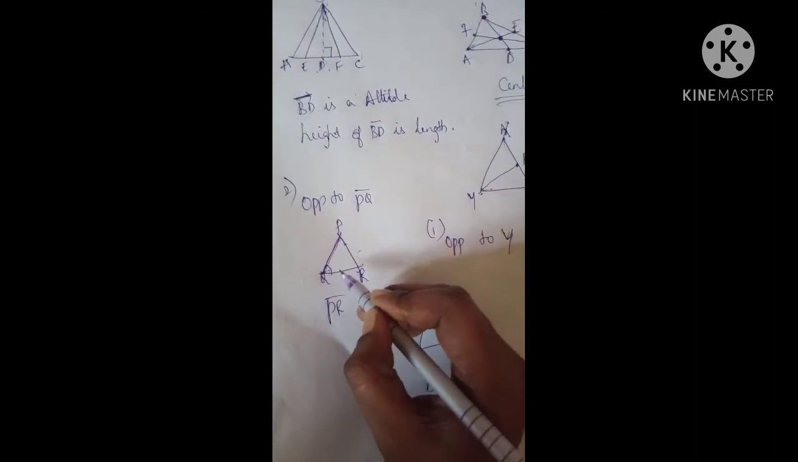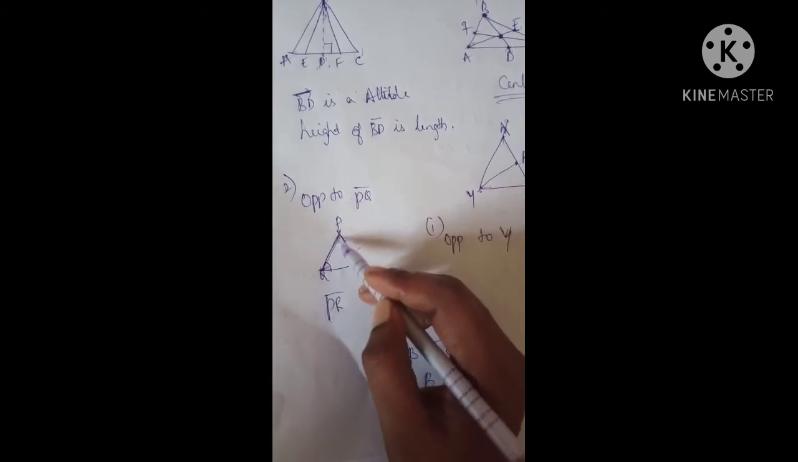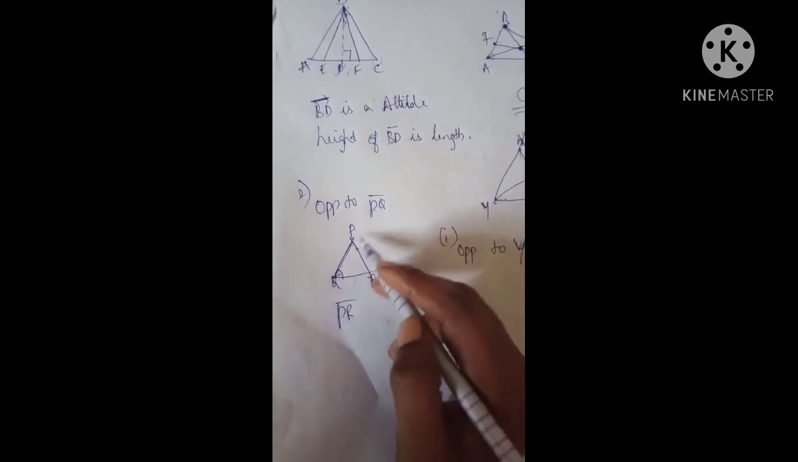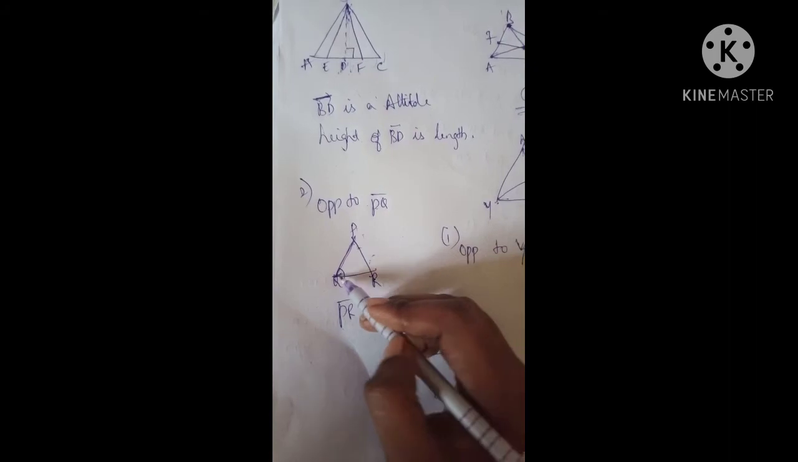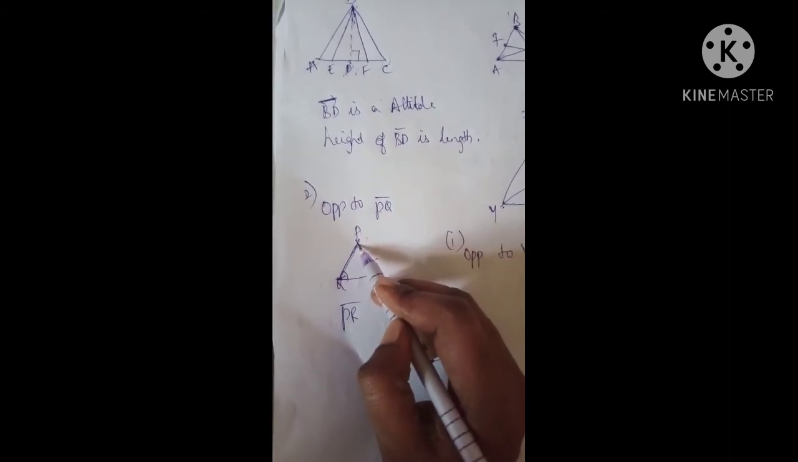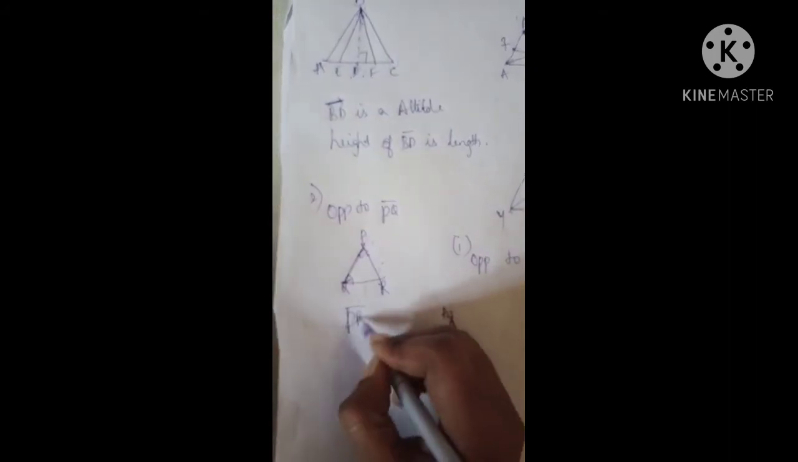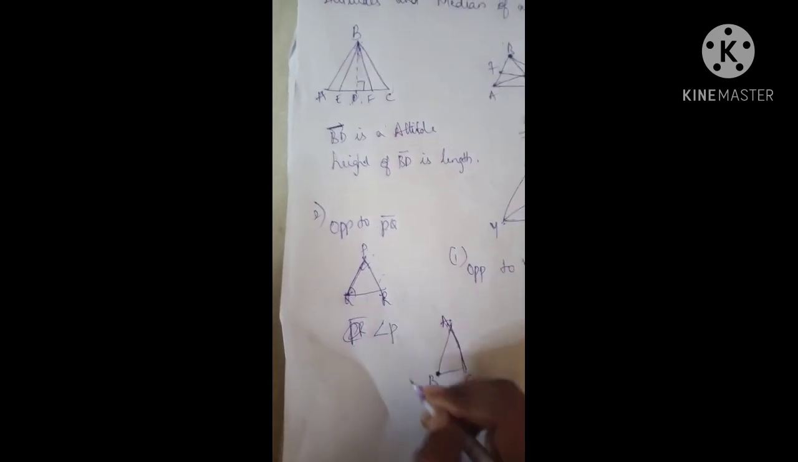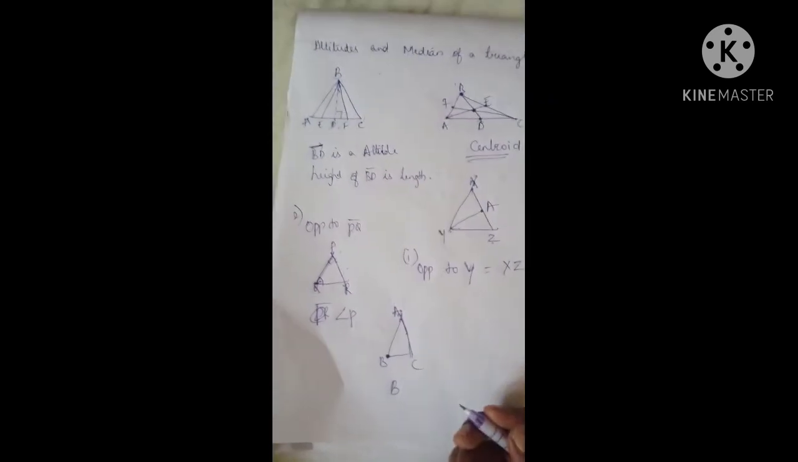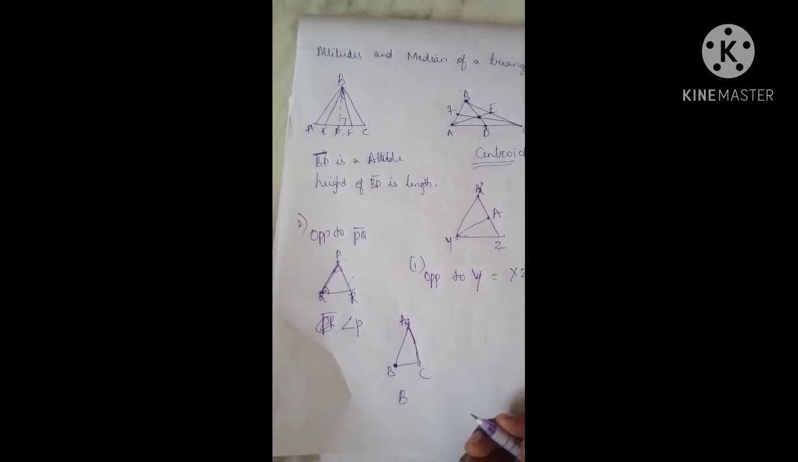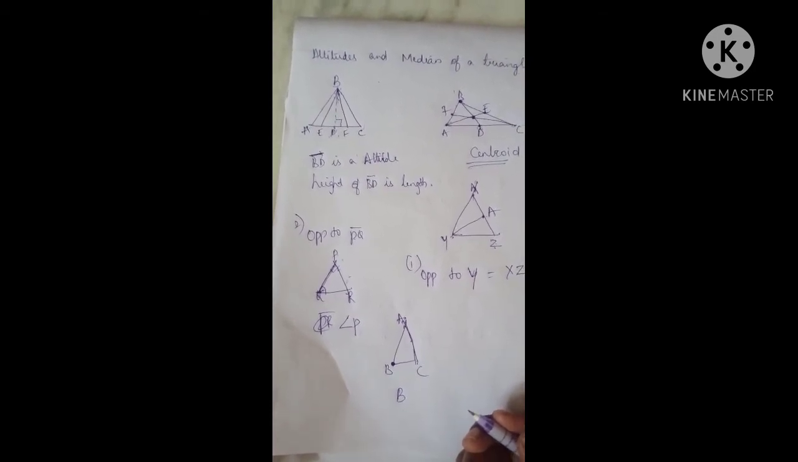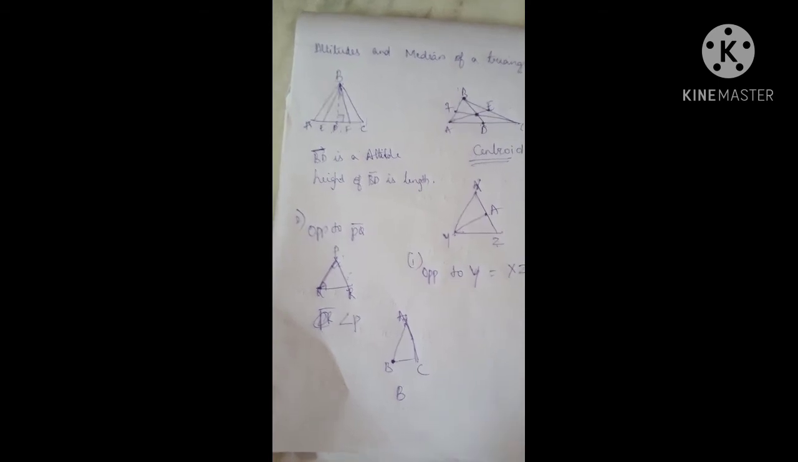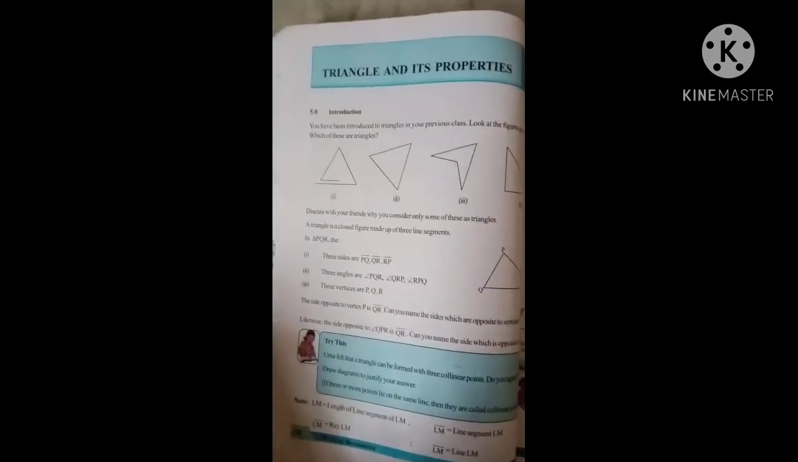See here, he is asking the angle opposite to PQ. What is the angle opposite to PQ? The angle is this one, angle P. Okay, the answer is angle P. This is your exercise 2.